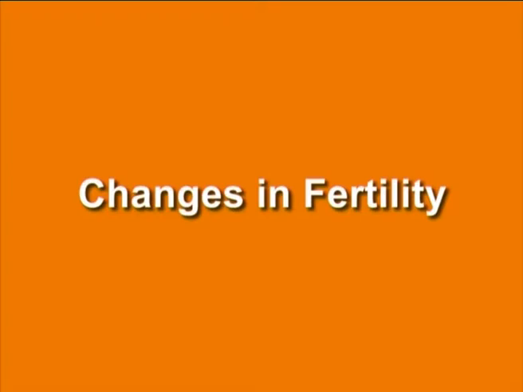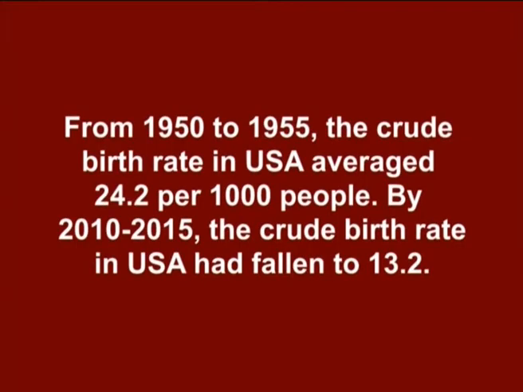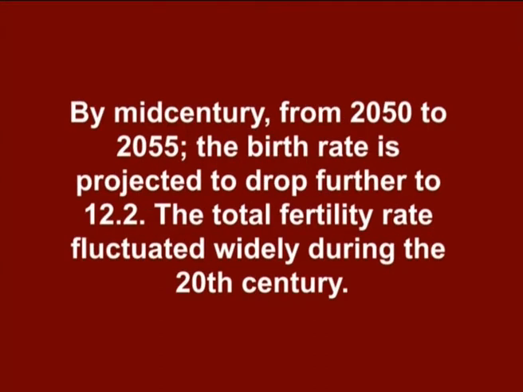Changes in fertility. From 1950 to 1955, the crude birth rate in the USA averaged 24.2 per 1,000 people. By 2010 to 2015, the crude birth rate in the USA had fallen to 13.2. By mid-century, from 2050 to 2055, the birth rate is projected to drop further to 12.2.